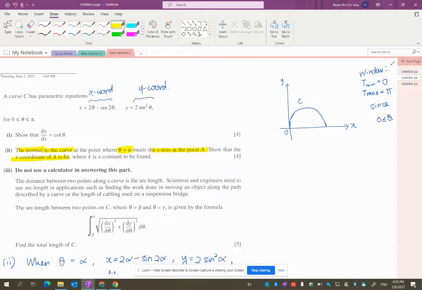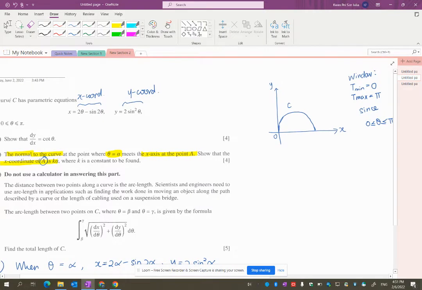So let's try to understand what the question is asking. You're supposed to find the x-coordinate of the point A. All right. So point A is where the normal cuts the x-axis. So let's make sense of it by first drawing the graph.